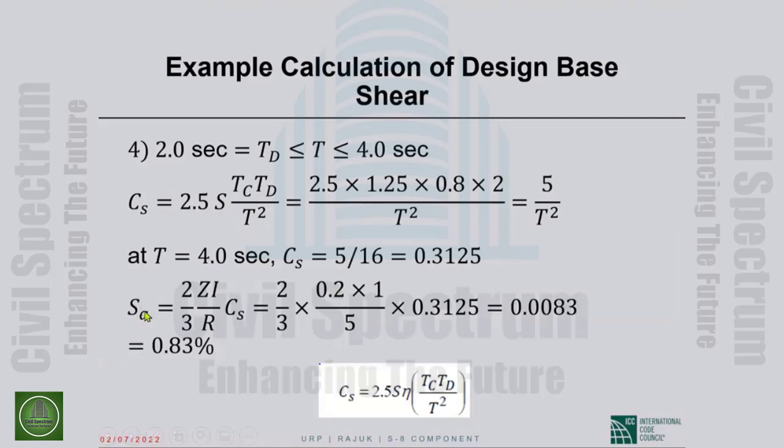S sub A then would be 2/3 times the Z of 0.2, I of 1, R of 5, C sub S of 3.125. That comes to 0.0083. That's 0.83%. Okay, it will be a little bit different. It will be slightly higher because this was 1.35.